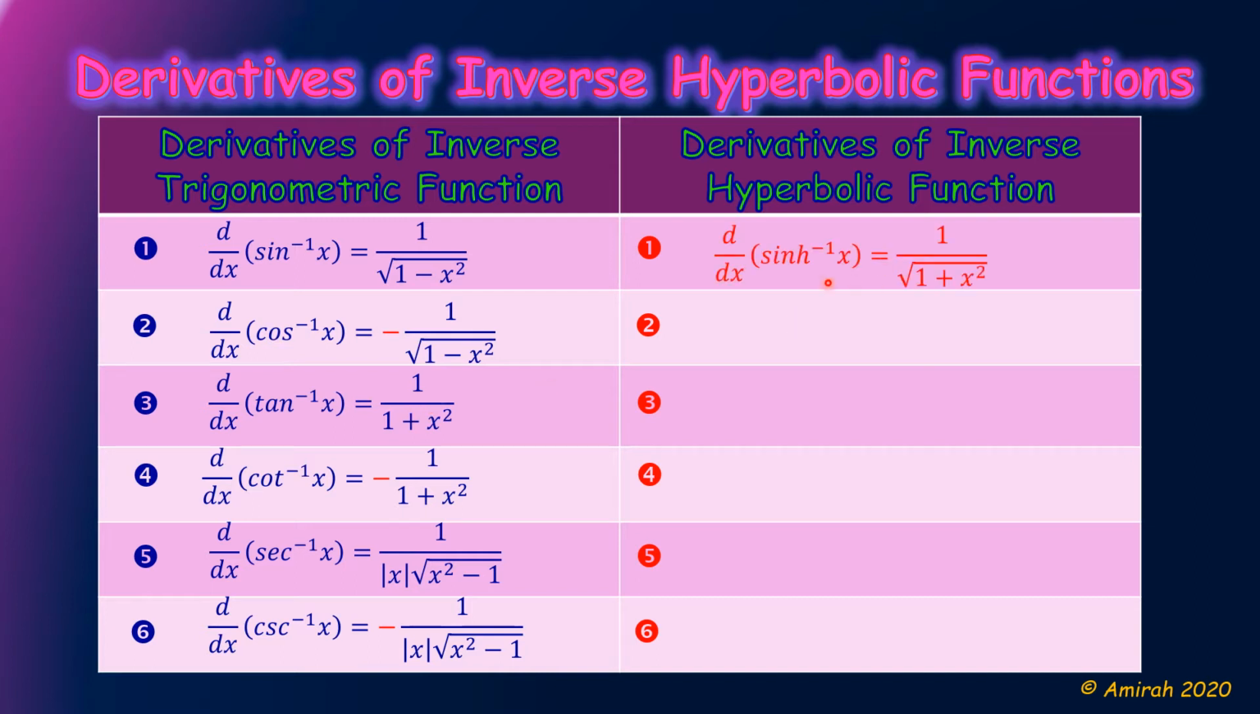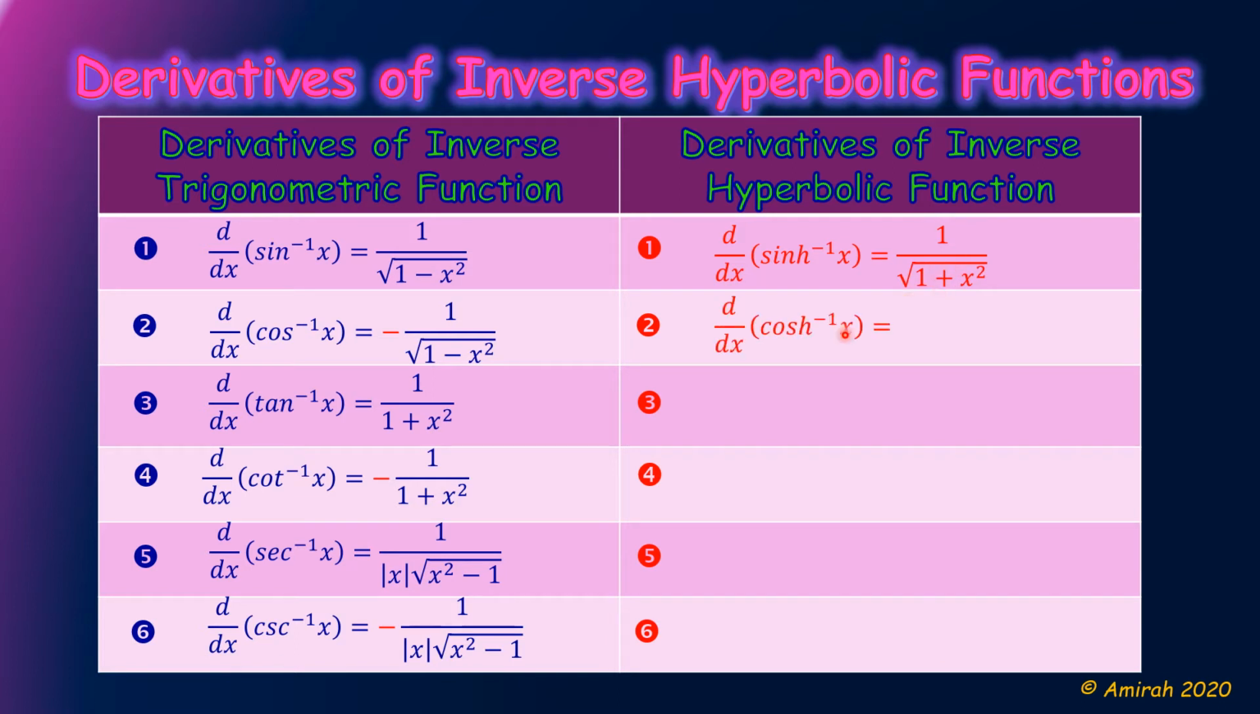Now let me look at the derivative of inverse hyperbolic function formulas. The first one, the derivative of inverse sinh x, equals 1 over the square root of 1 plus x squared. It is similar to the derivative of inverse sine, but in between is plus. It is also similar to the derivative of inverse tangent x, but inverse tangent x doesn't have a square root, while the derivative of inverse sinh x has a square root symbol here.